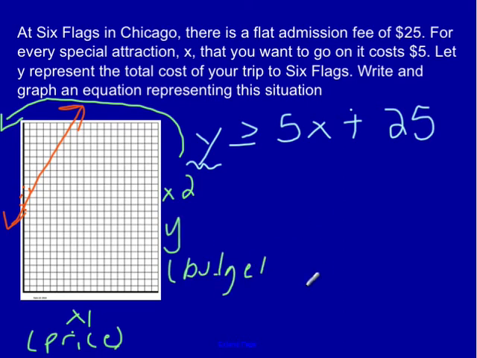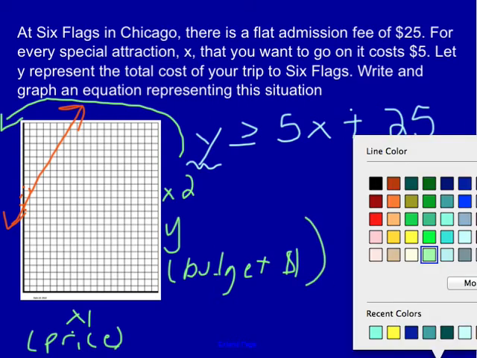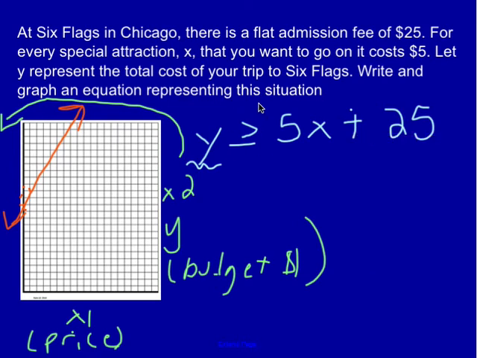So now I need to actually do the inequality portion. So I want to be shading so that my budget is the most and whatever I spend is less than. So since it's greater than or equal to, I'm going to pick a spot on my line and go up. So I'm shading then in this region right there. Those represent the solution that will keep me below budget.